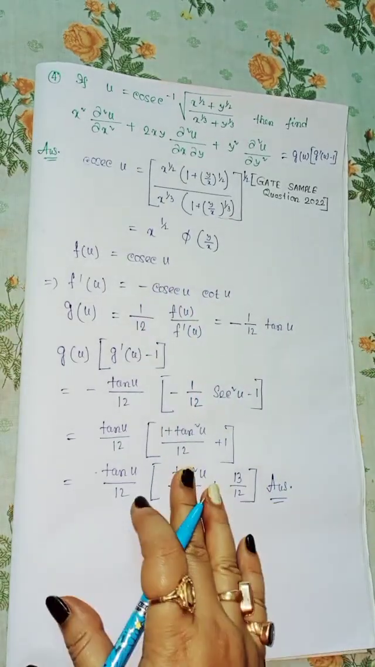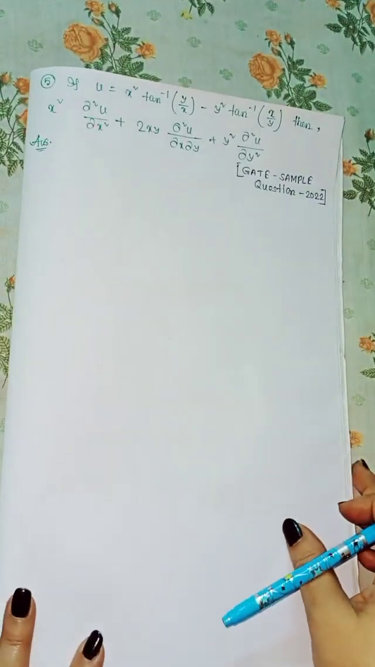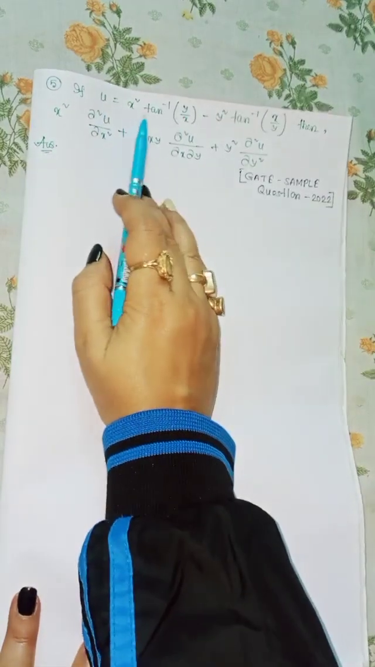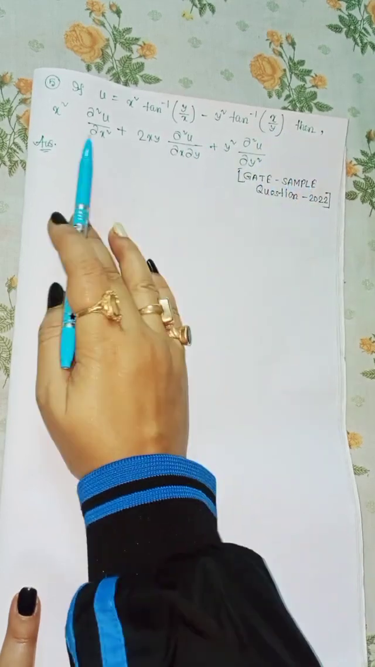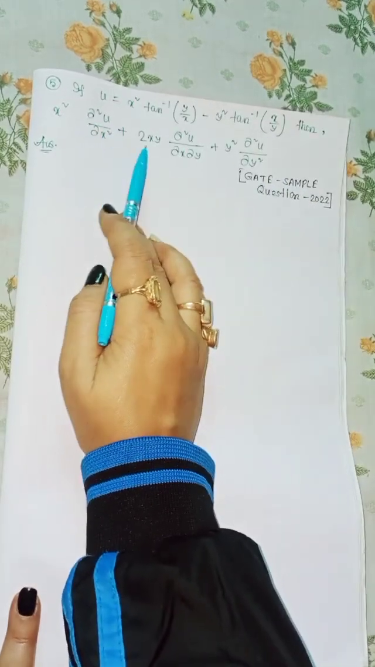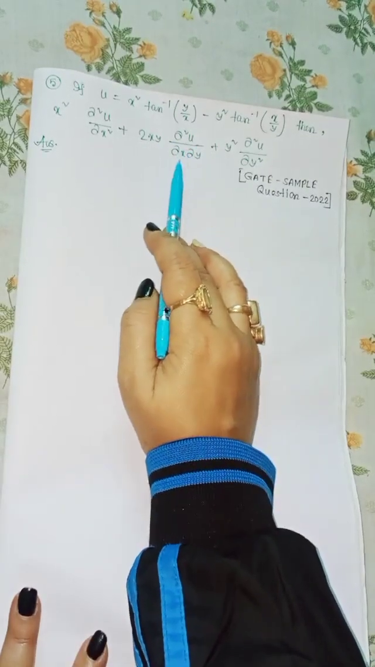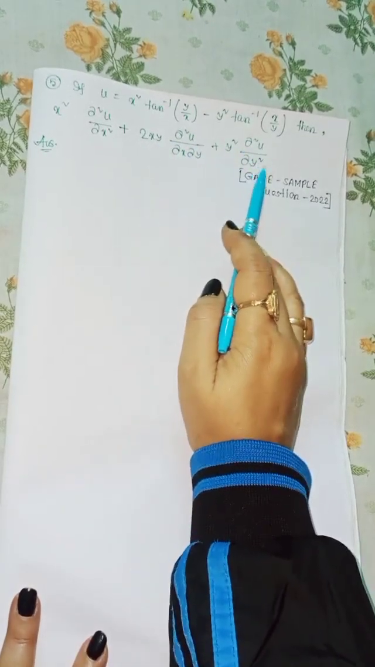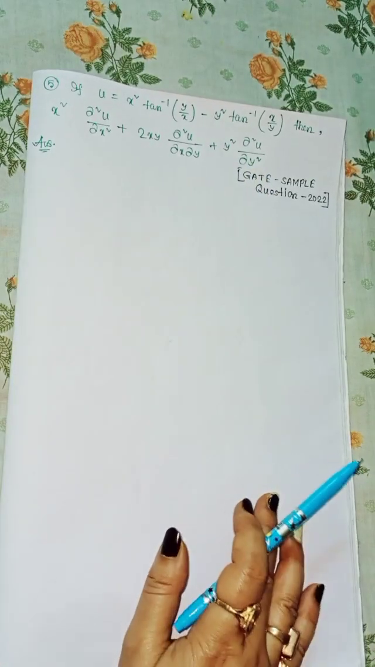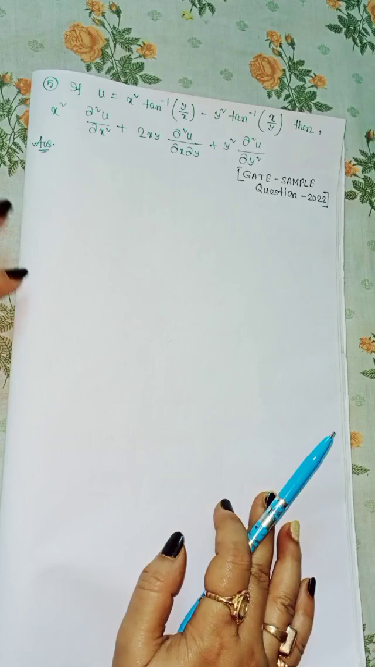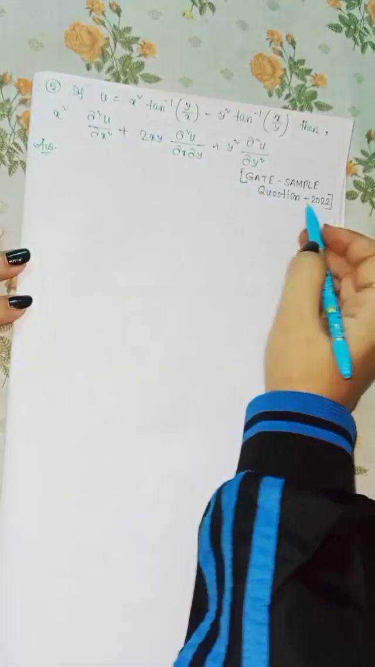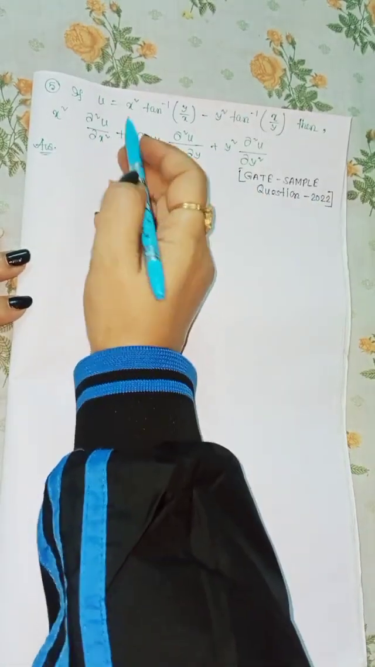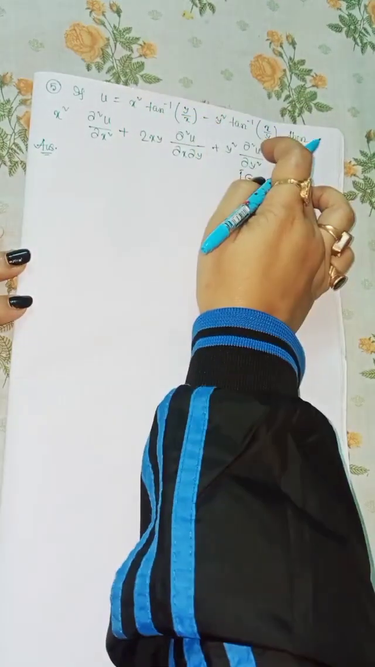Now moving to question 5. So question 5 tells us, if u is equal to x square tan inverse y by x minus y square tan inverse x by y, then x square del 2u del x2 plus 2xy del 2u del x del y plus y square del 2u del y2 is equals to what? So this is the question in the house of calculus now, and it is a GATE sample question 2022. So now u is equal to given this one.